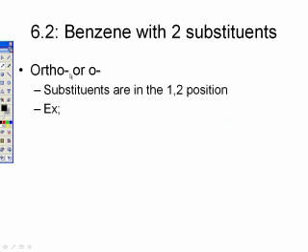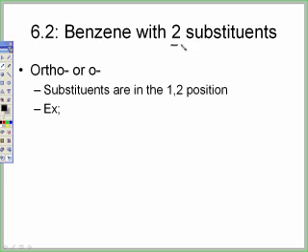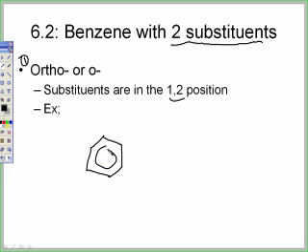Okay, so let's talk about some designations for two substituents. One way that we can designate these substituents is if they are in the 1-2 position. So for example, let's say that I have this benzene right here. That would be bromobenzene, but let's say I have, whoops, 1-2 would not be right there. 1-2 would be here. So now I have two bromines and they're in the 1-2 position.